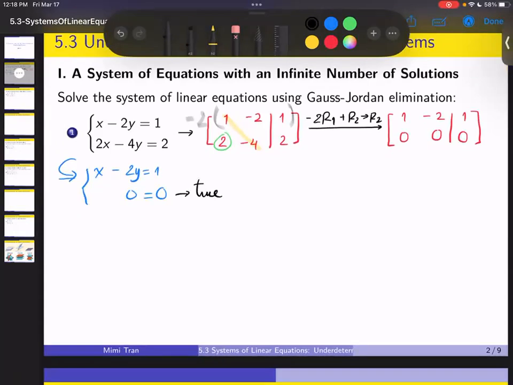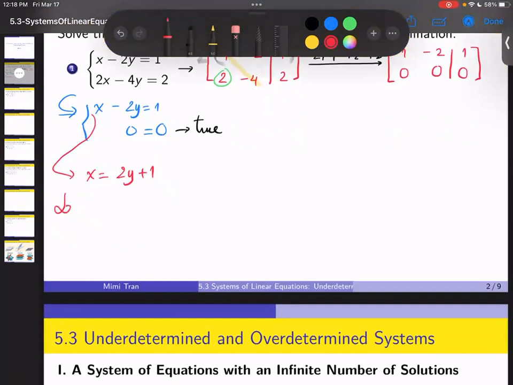Well, I'm gonna use the first. I had to continue. Remember, I asked you to use a parameter. Right, so I'm gonna solve for x. So x equals 2y plus 1. I'm gonna let y equal t, or t equal y, doesn't matter. Then x equals what? 2t plus 1. Do you remember that?